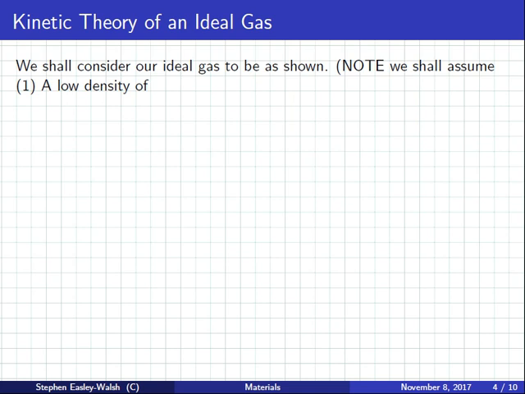Got that? Okay. Low density of what? We consider it to be a low density of colliding particles. So lots of little particles moving around, colliding, smashing into each other. Second assumption.